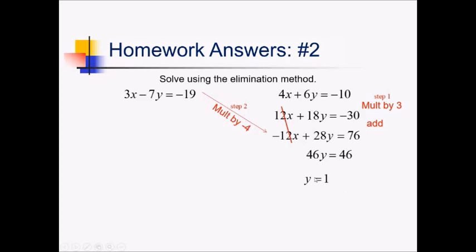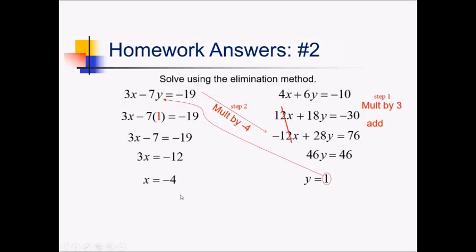And if I plug 1 back in for y in this equation right here, I can now solve for x. So 3x minus 7 times 1, which is really just 7. And then if we add 7 to both sides, that's going to be -12. So divide by 3, we get x equals -4. And then my final answer, we have the point -4, comma 1.